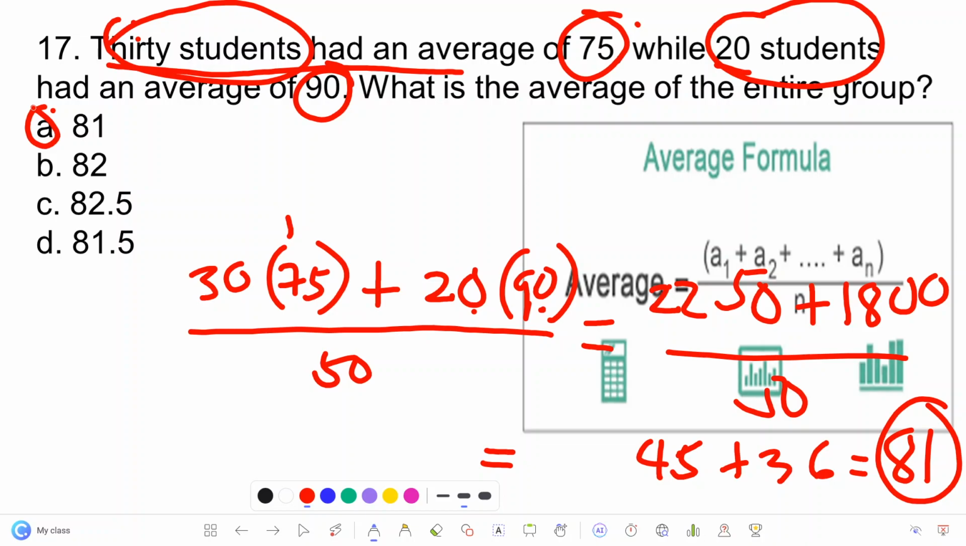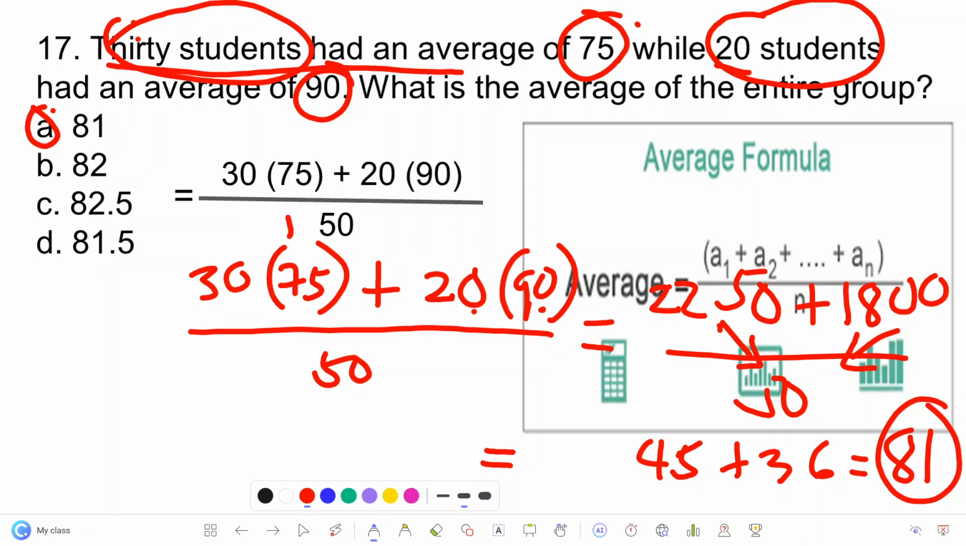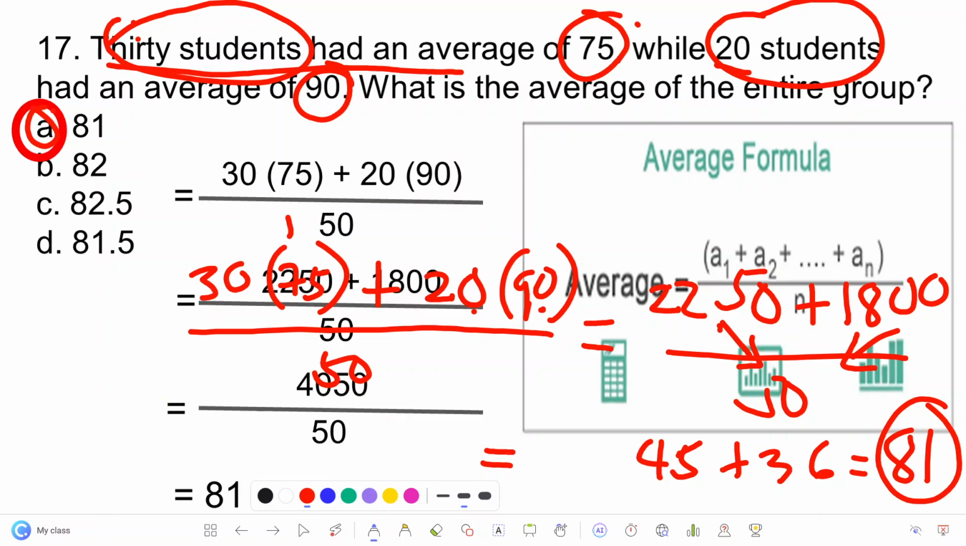At dito po, hindi ko na po muna siya inadd. I-divide ko na lang po muna siya sa 50. Ito, dinivide ko siya by 50. Ito, dinivide ko rin siya by 50. So 2250 over 50 is equal to 45, at ang 1,800 divided by 50 is 36. Para po, hindi na ako mag-divide ng napakalaking number. So, dinivide ko na muna bago i-add. So that's 81. So number 17, the correct answer is letter A, 81. Okay? Sana po nakuha din ninyo. Okay po? So, let's proceed to number 18.